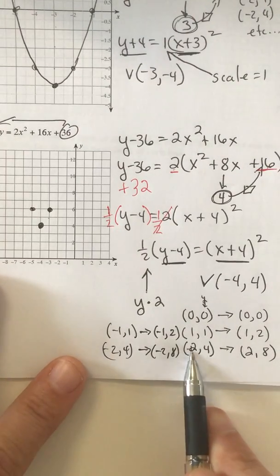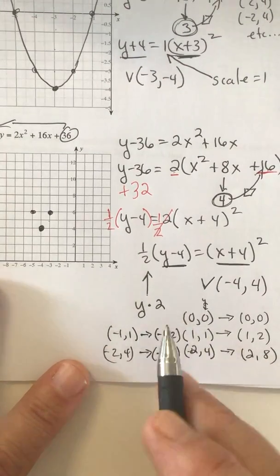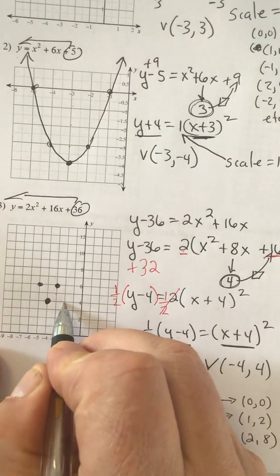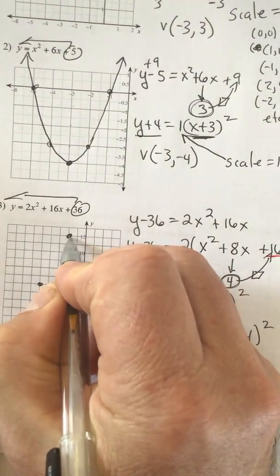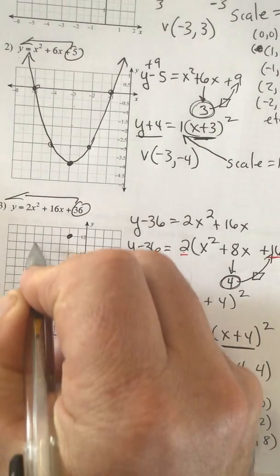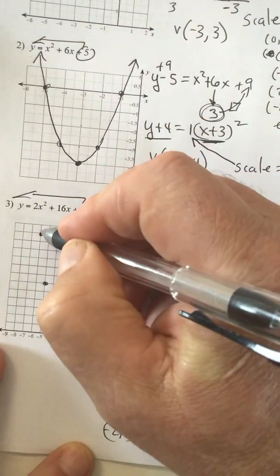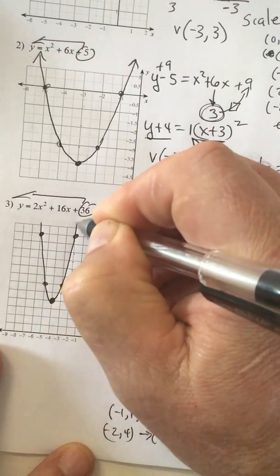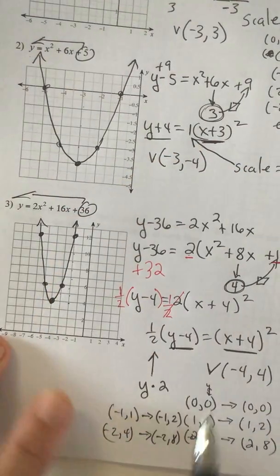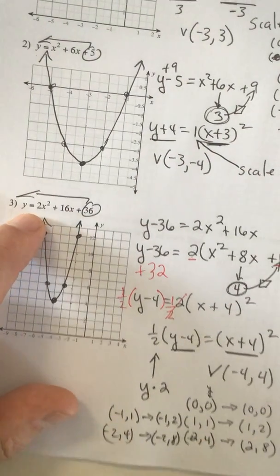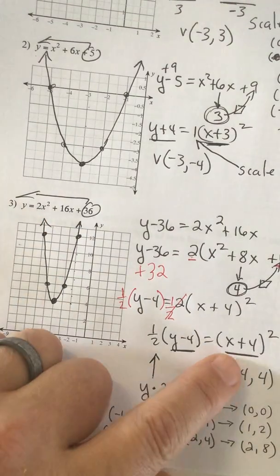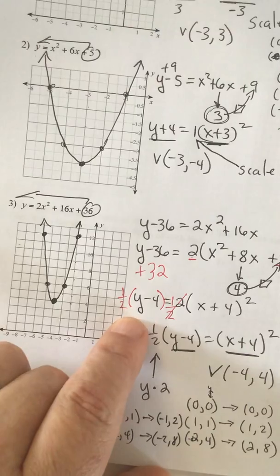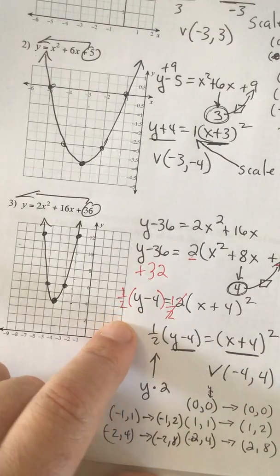I would normally go over 2, up 4, but the y's are getting doubled. So I'm going to go over 2, up 8. 1, 2, 3, 4, 5, 6, 7, 8. And there's 5 points for the vertex. So that's what happens when the A has a number on it. It changes the scale factor. It made it twice as tall.